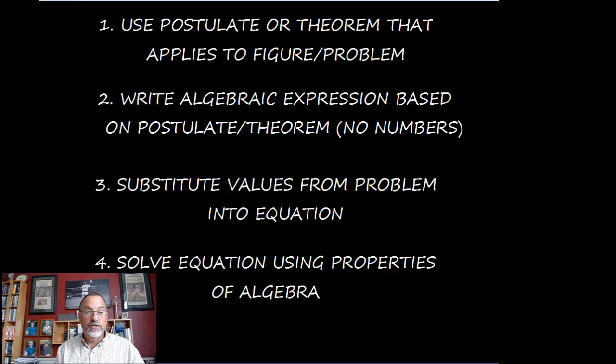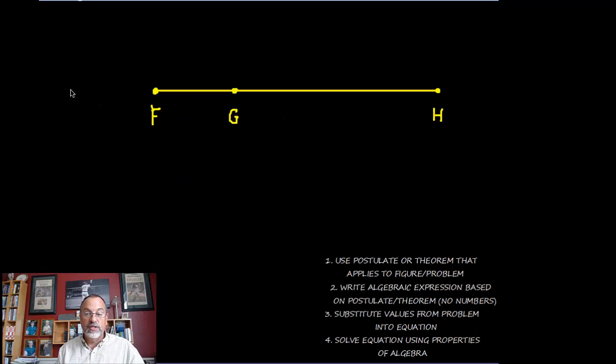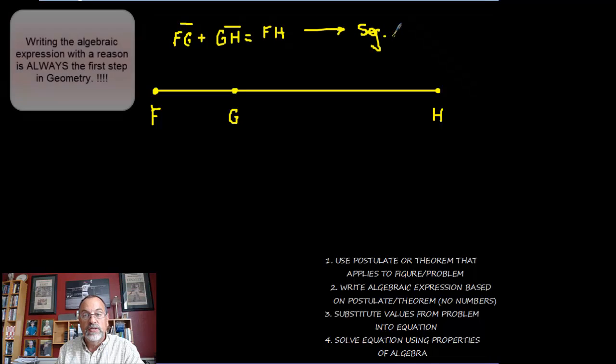So if I was to do this example here, I said write something true about this figure as you look at it. Well, here's a line segment, there are three points, so right away I know this part here, FG, plus this part here, GH, equals the entire segment, FH. And how do you know that that's true? What's the reason? Well, because the segment addition postulate says so.